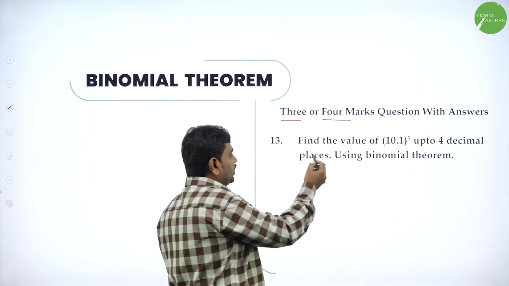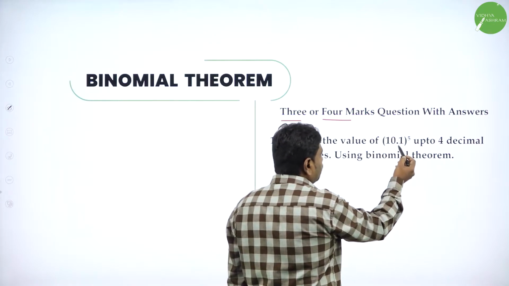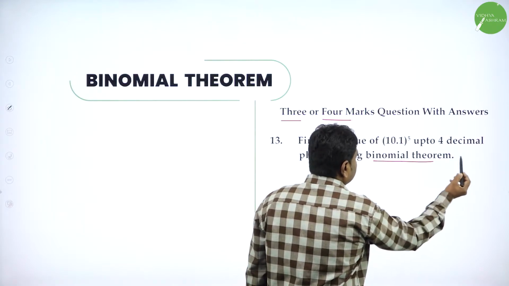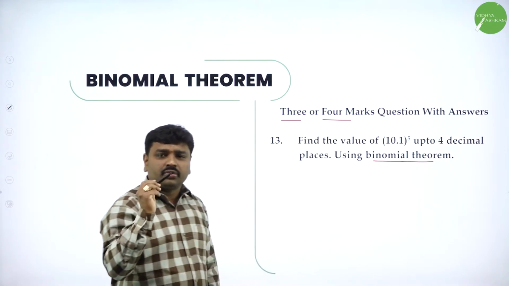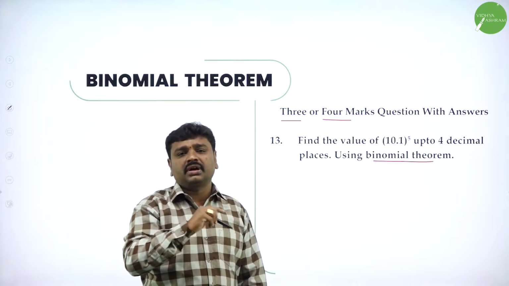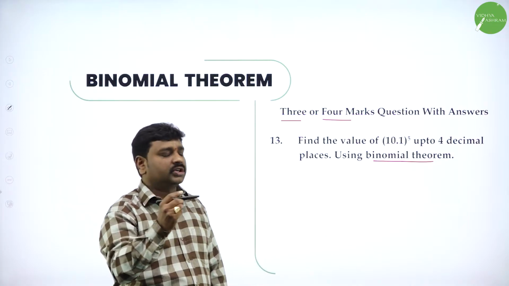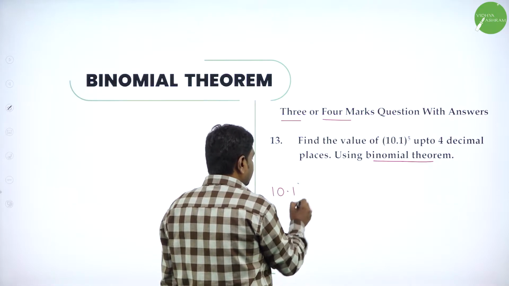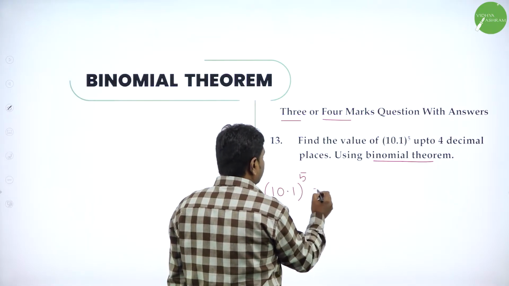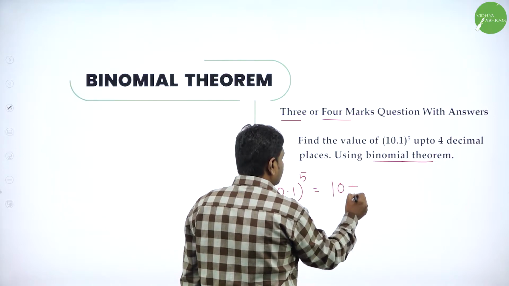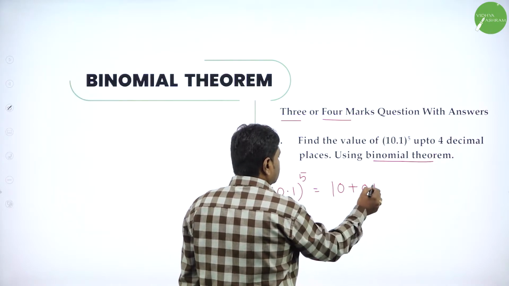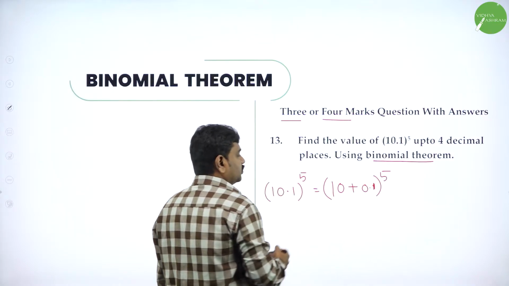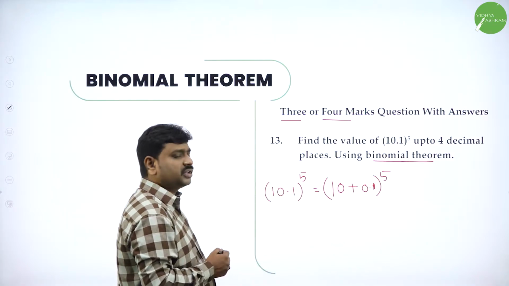Now they want you to find the value of 10.1 power 5 up to 4 decimal places using binomial theorem. So if you want to use binomial theorem, split the given number into binomial, into two terms. Say 10.1 power 5 they give. So you know 10.1, can I write it as 10 plus 0.1? 10 plus 0.1 power 5. So now we have two terms which we can expand using binomial theorem.